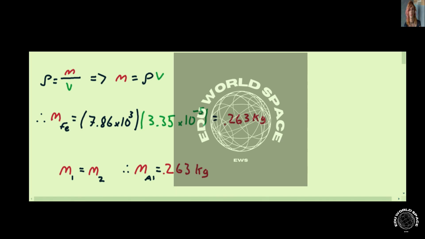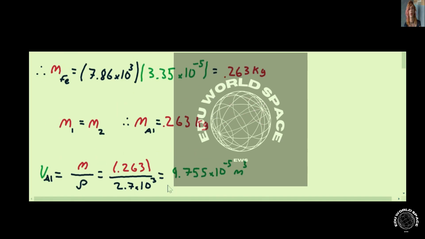Doing that, it's just a matter of working backwards from what we did to get to this point. So we need to rearrange our density equation, and we have volume is equal to mass over density. So we take the mass that we have calculated here, and then we divide by our density of the aluminum, so that's 2.7 times 10 to the third. That'll give us a total volume of this aluminum sphere of 9.755 times 10 to the minus 5th cubic meters.